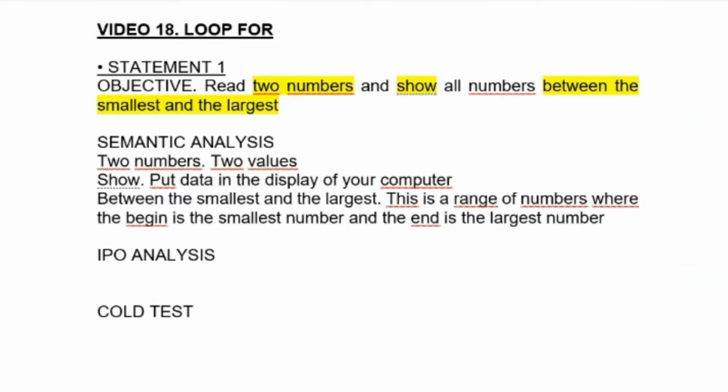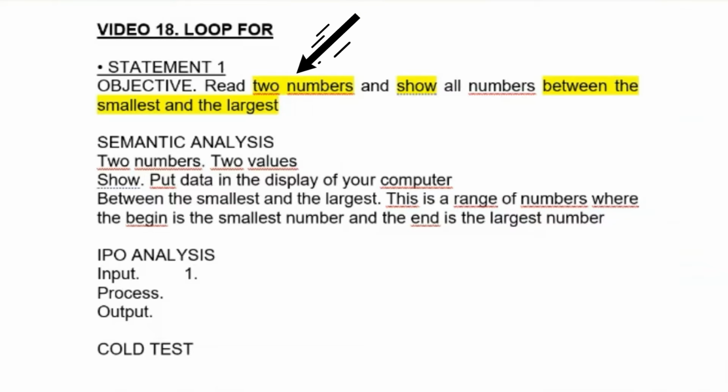IPO analysis. Input, process, output. So, the input. First, read two numbers. So you need to read two numbers, number 1 and number 2. These are the names of these variables.